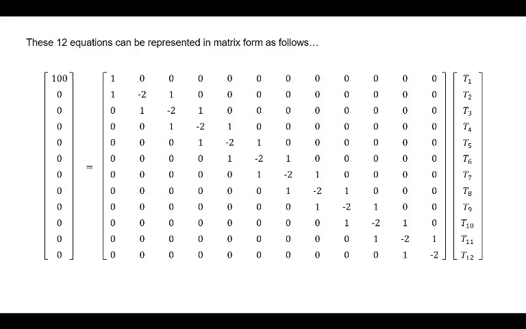There are 2 vectors and 1 matrix. We have the constants matrix, which is the left-hand side of the equations. We have the so-called coefficient matrix, and we have the variable matrix, which contains the 12 unknown temperatures, or in this case, T1 is known.